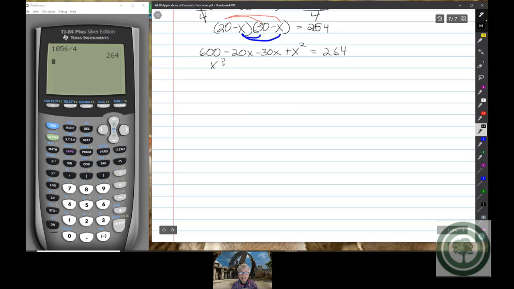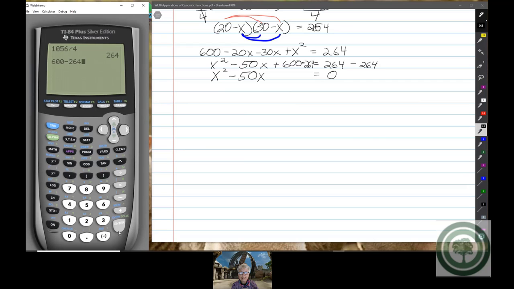So we're going to have x squared minus 50x plus 600 equals 264, which I subtract from both sides of the equation. So that 0 equals x squared minus 50x plus 600 minus 264, which is 336.